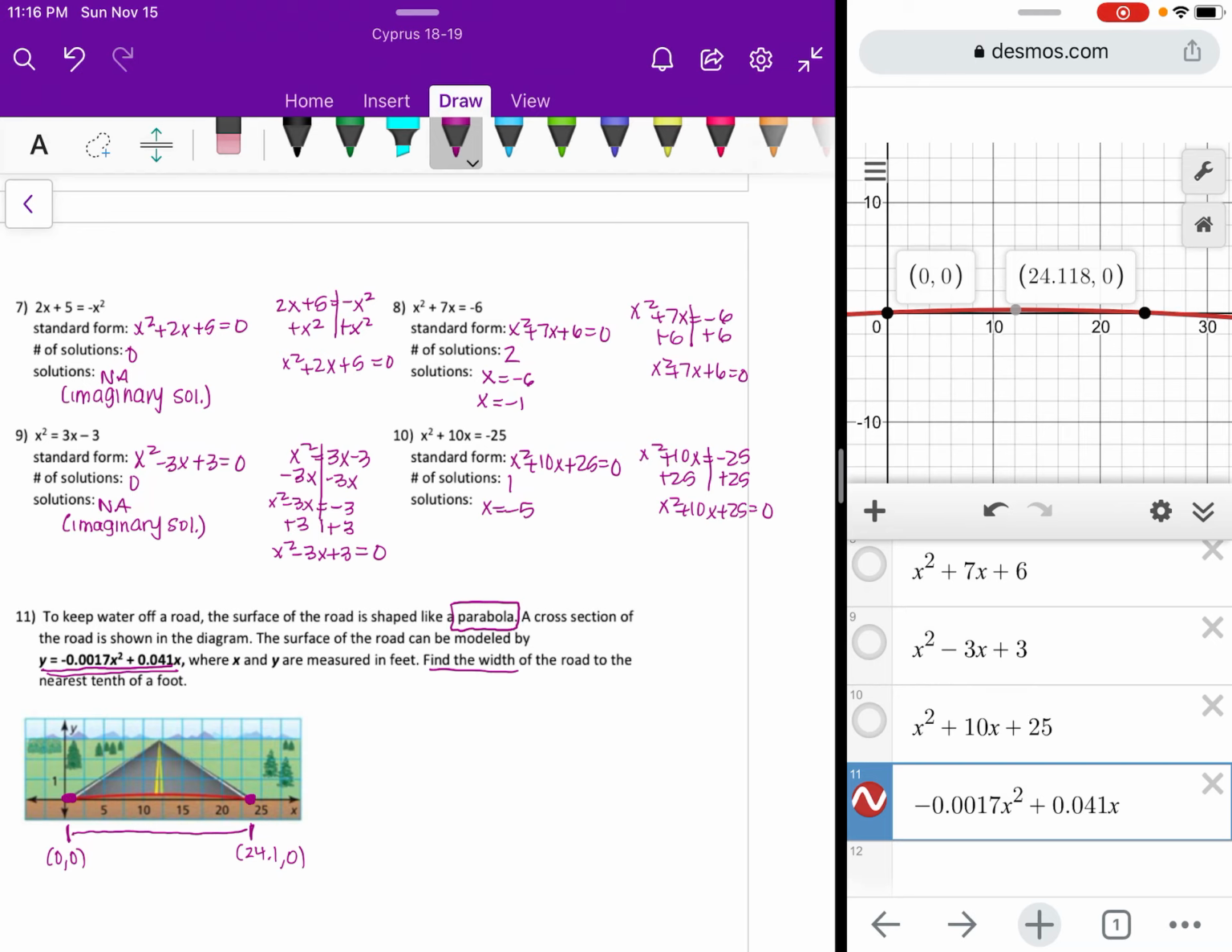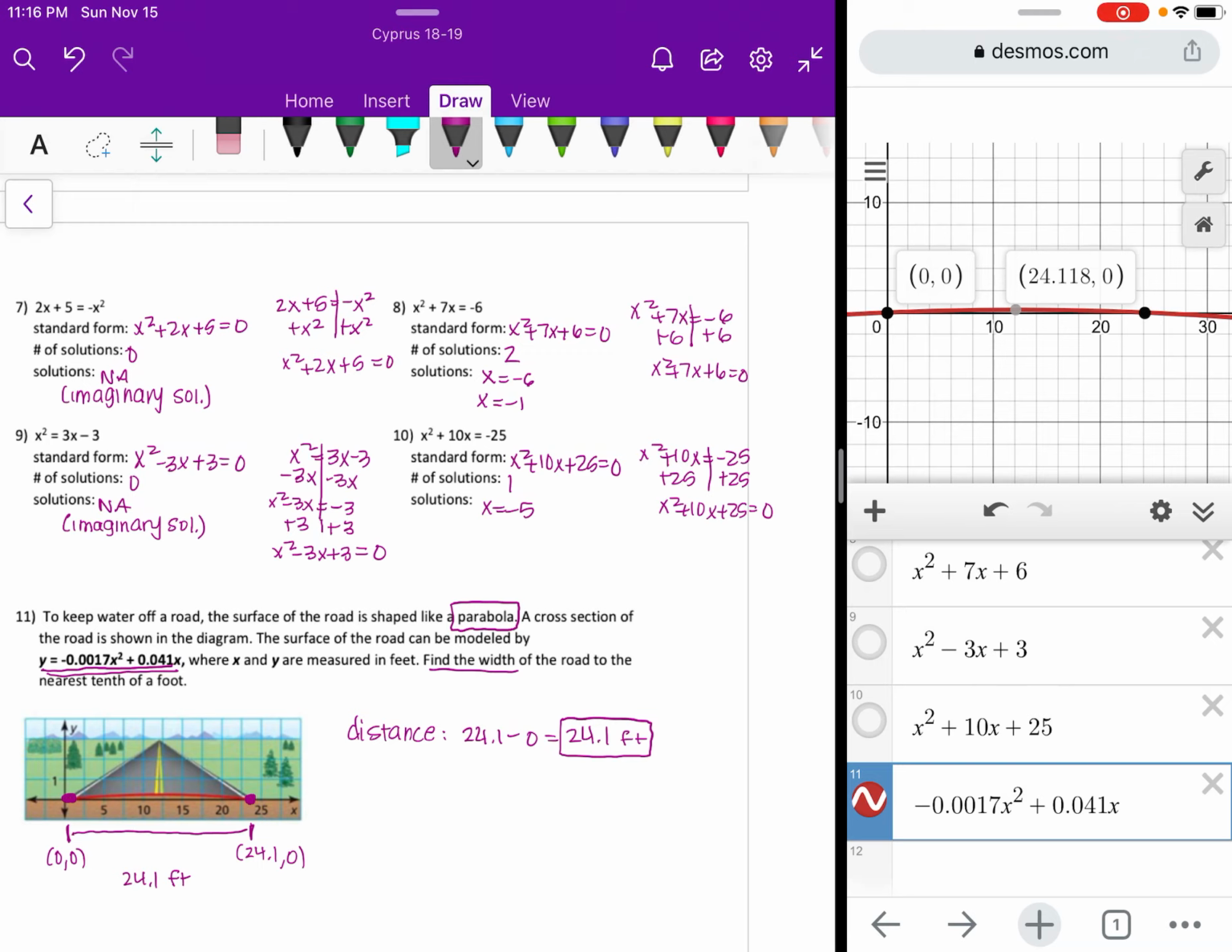So how far is it to go from 0 to 24.1? Well, to find that distance, you would take the bigger number, subtract the smaller number, and that tells you how far apart they are. So 24.1 minus 0 is 24.1 feet. So the distance between those 2 points, the edges of the road there, is 24.1 feet.